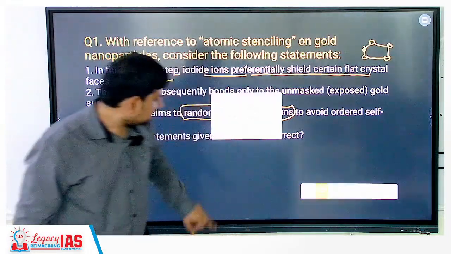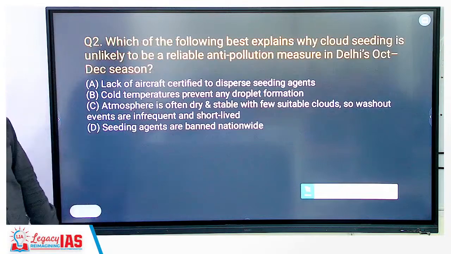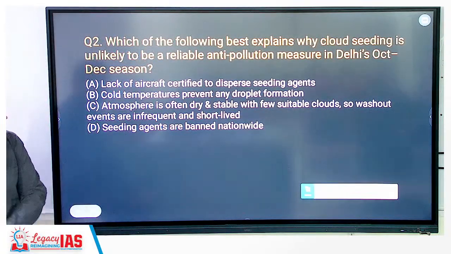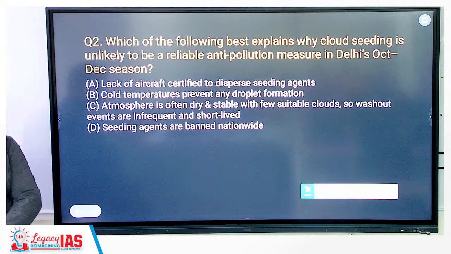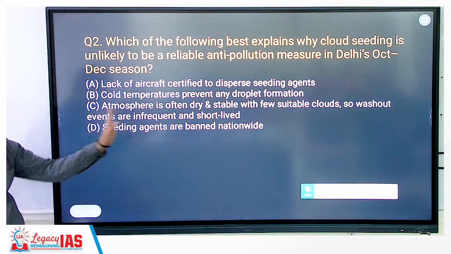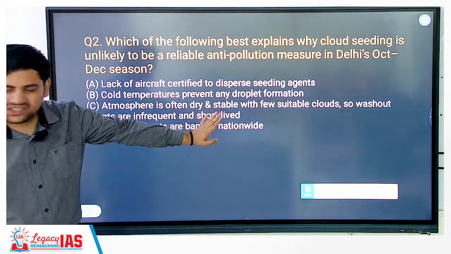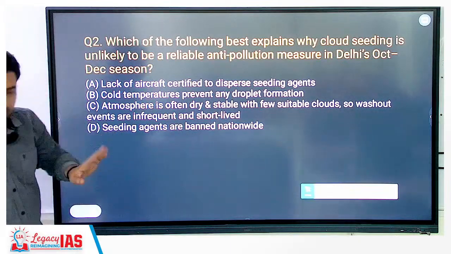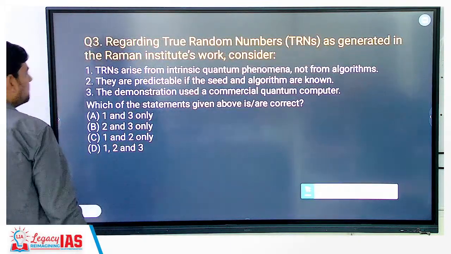Then this is fine. Correct? See, this is because right now it is dry and stable with few suitable clouds. So this process is not that possible. And then do this.